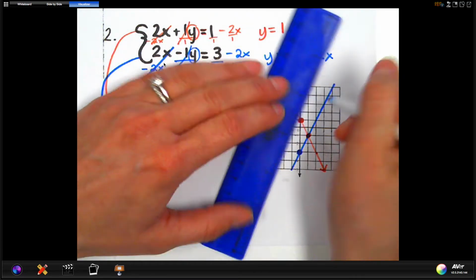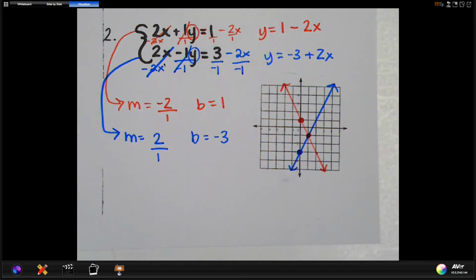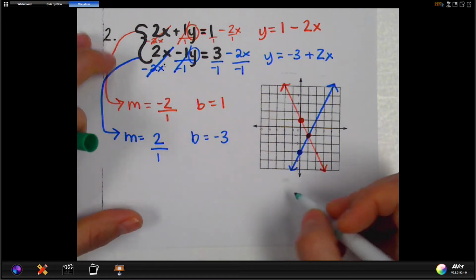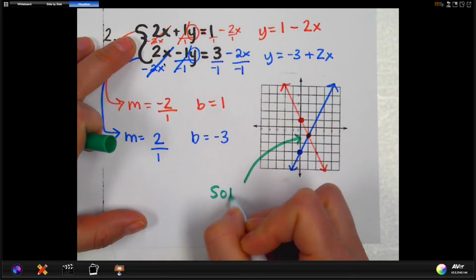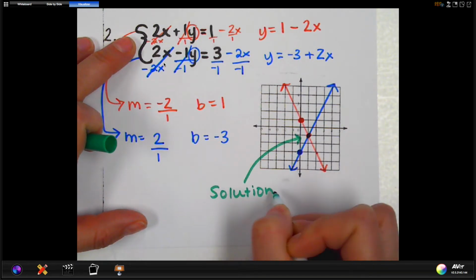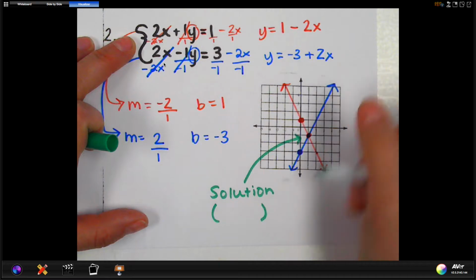And there we go. Okay, so our solution is very obvious where it crosses. It crosses right here, that is our solution. And again, when we write the solution, we want to do our x first and then our y, meaning we want to go left or right first.